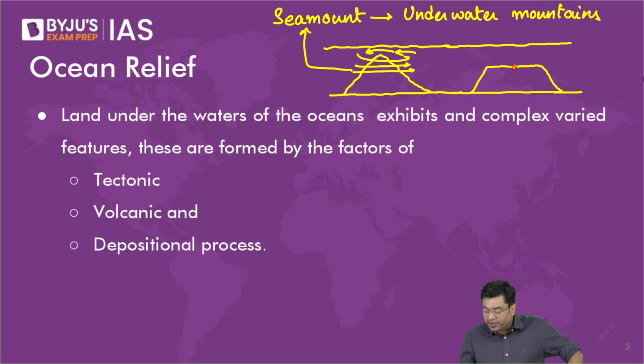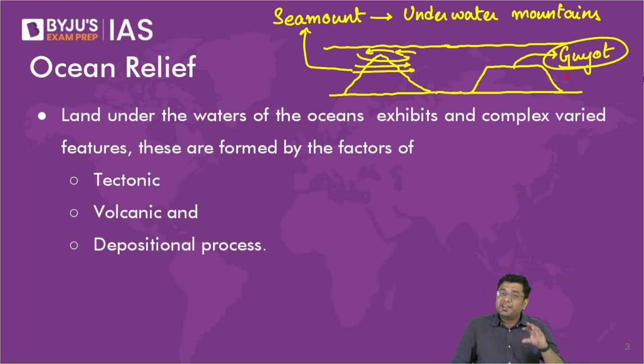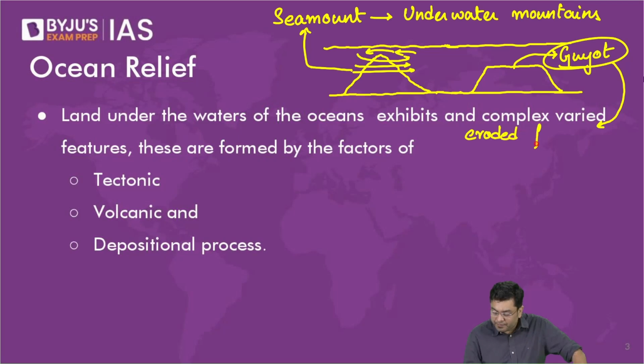Okay, you are left with a kind of flat tableland-like surface. This is what is referred to as a guyot. So, a guyot is a kind of erosional form of a seamount. So, a guyot always is the eroded version, the eroded form of a seamount.